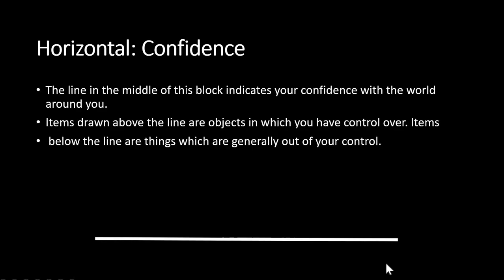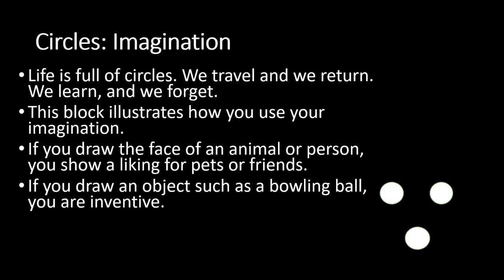Okay, so we did our doodle game. The first line, this is your horizontal line, and this represents confidence. The line in the middle of this block indicates your confidence with the world around you. If you drew items above the line, these are usually things you feel like you have control over, and items below the line are things you generally feel are out of control for you.